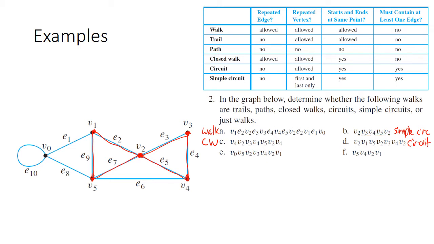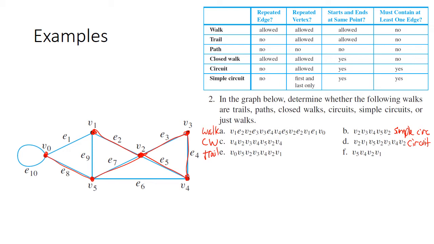Okay, and let's look at part E. So I start at V0, and then I go to V5, and then I go to V2, and then I go to V3, and then to V4, and then to V2. Okay, so I've repeated a vertex, and then to V1. Okay, so I repeated a vertex, but I did not repeat any edges, and it was not closed, so that is going to be a trail.